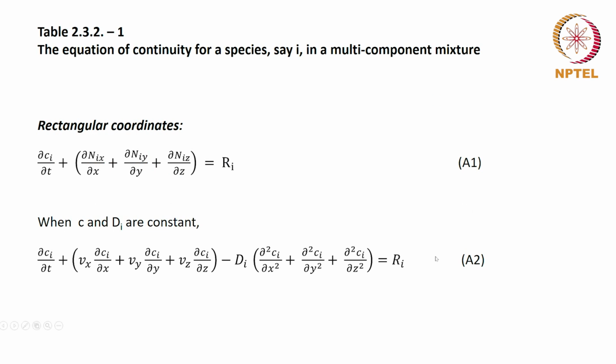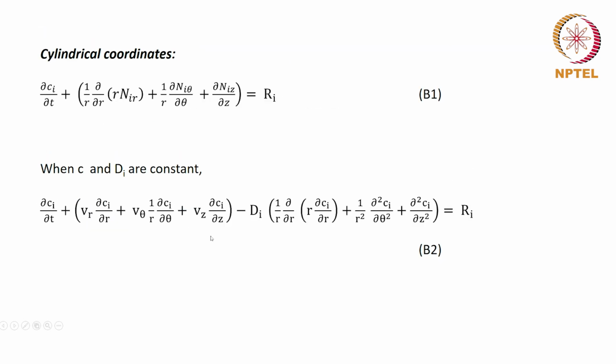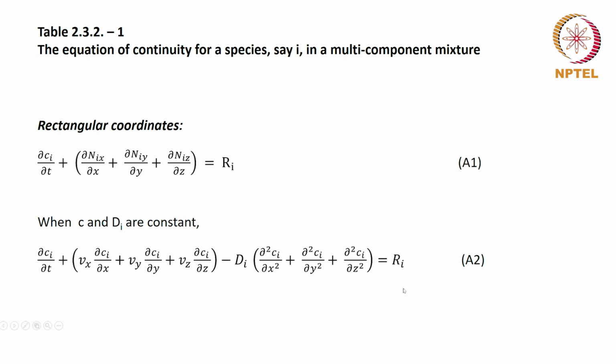Yeah, I think it's A2, not B. B turns out to be this, so I need to convert it to A2. So we are going to choose equation A2 from here because it is rectangular coordinates which fits the geometry. C and D are constants, therefore this equation can directly be used, which is much easier to use.